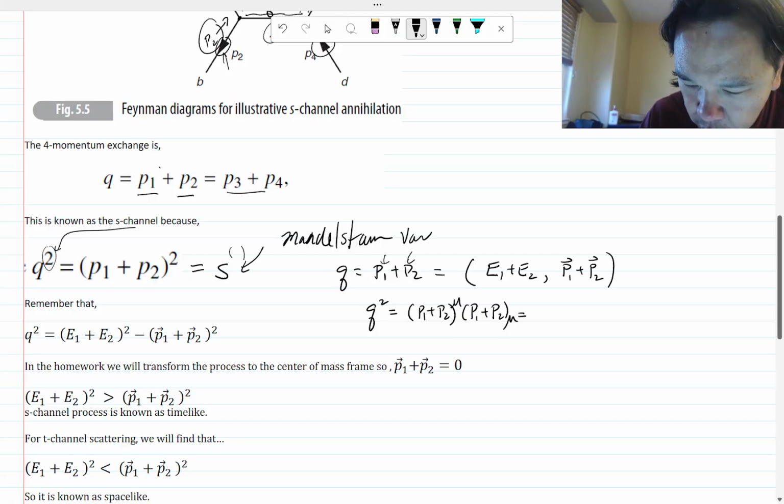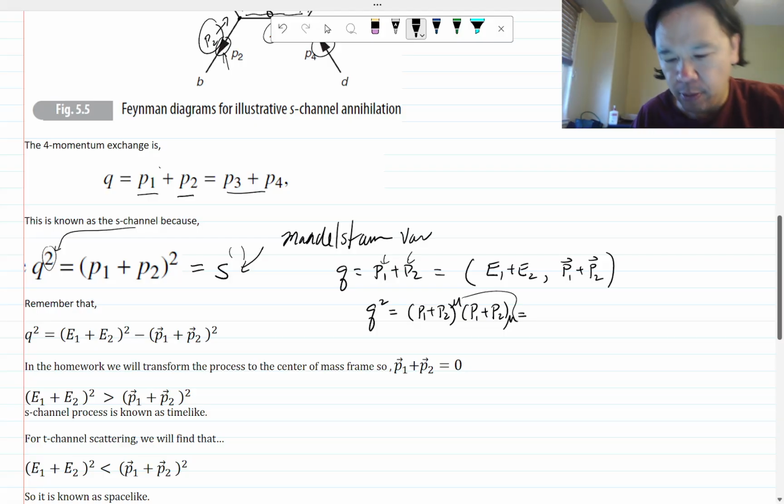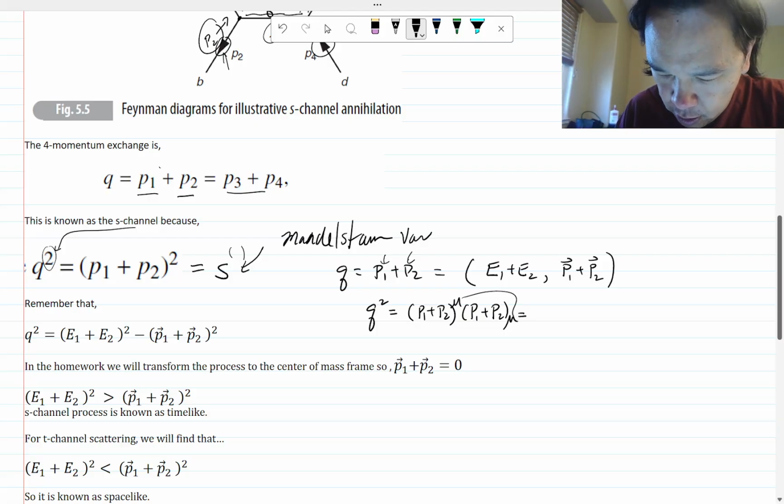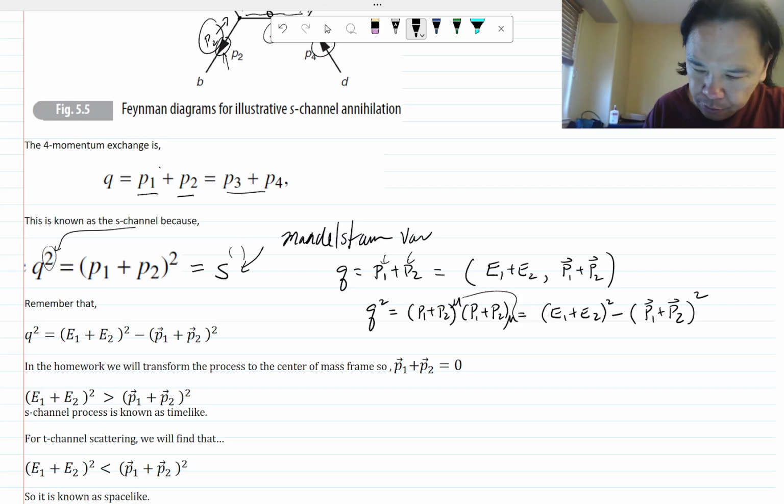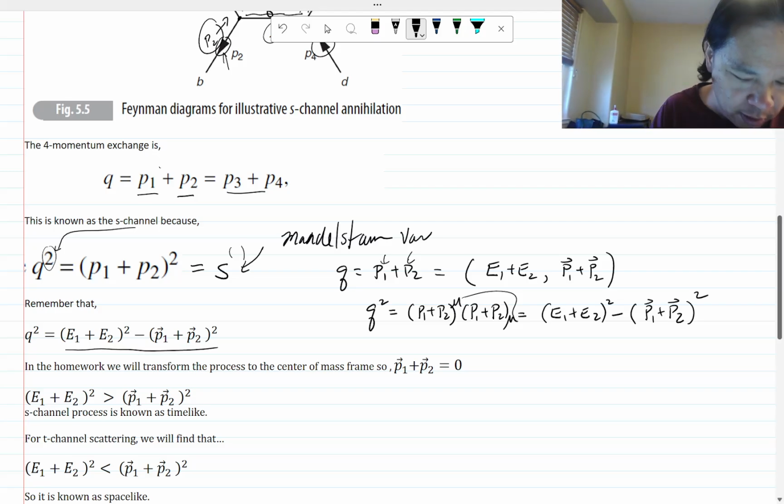So when you do the Einstein summation notation, you have the energy part squared minus the spatial part squared. So that's where this comes from. And for the homework, we'll go through what we did.